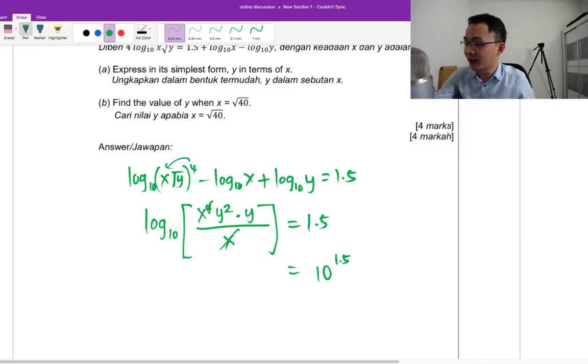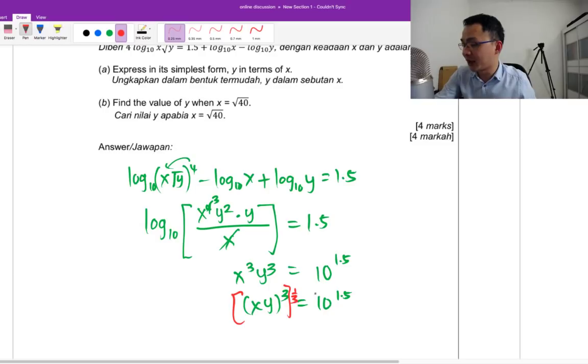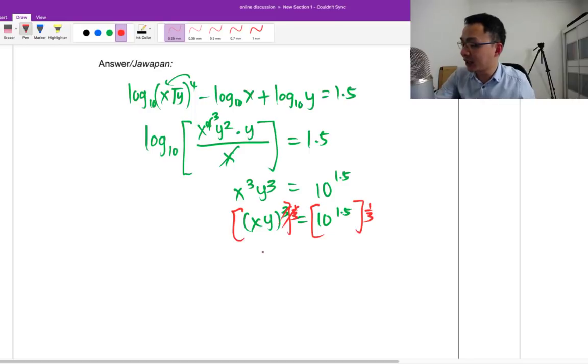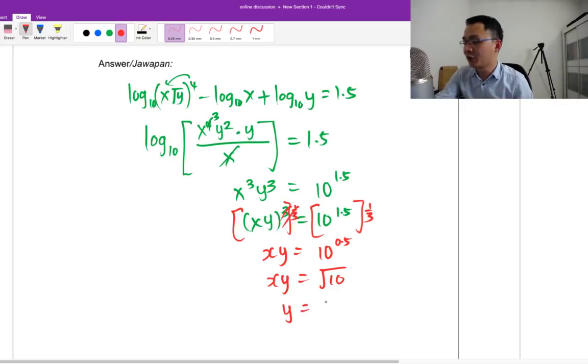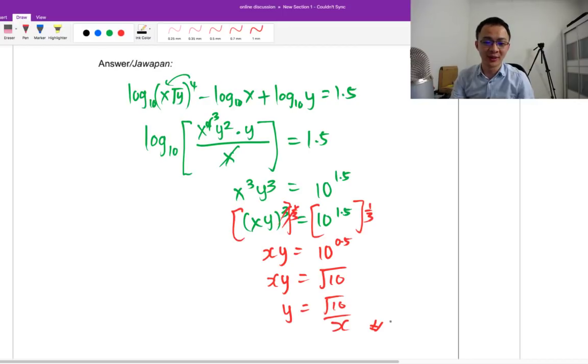This one, I will simplify. I will get x cubed and y cubed, I can factorize out the power of 3 here. And then what I will do is, I cube root both sides, because I want to get x and y only. So if I cube root both sides, xy is basically equal to 10 power 0.5. So 0.5 means half, right? So I can say xy equals square root 10. So y will equal square root 10 over x. This log question I would say is a little bit hard. And it's hanging again.